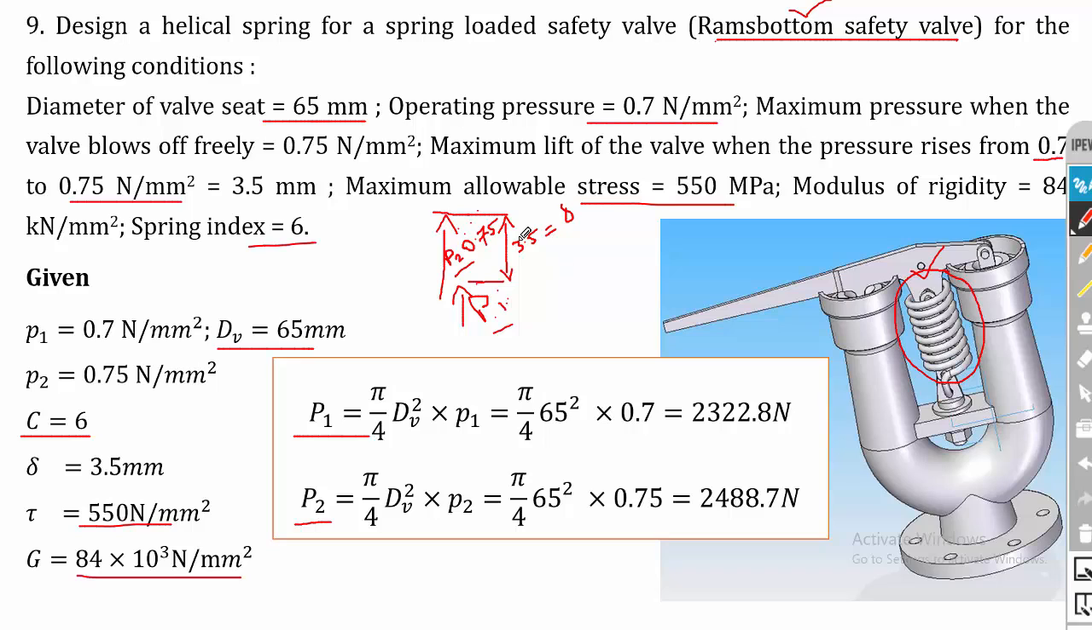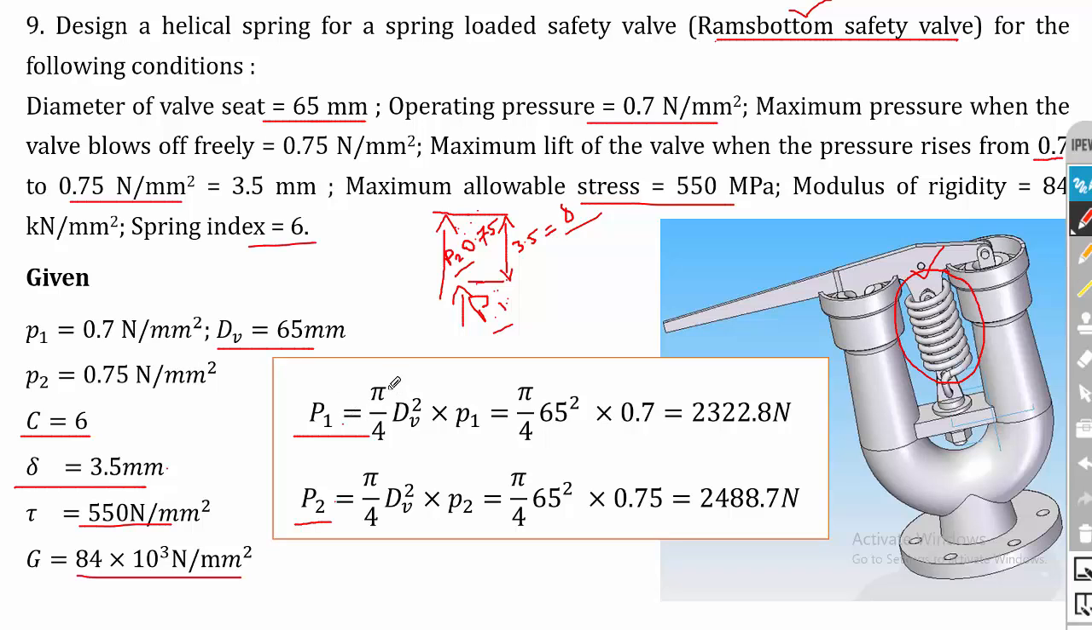So we have already solved this kind of problems earlier. So you know what is the meaning for del, that is the deflection from P1 to P2. Okay. So in the case of helical compression spring, it is compression, and in the case of helical tension spring, here it is the elongation. So del is equal to 3.5 mm. It is the elongation of the spring. So we'll calculate the P1 and P2 first.